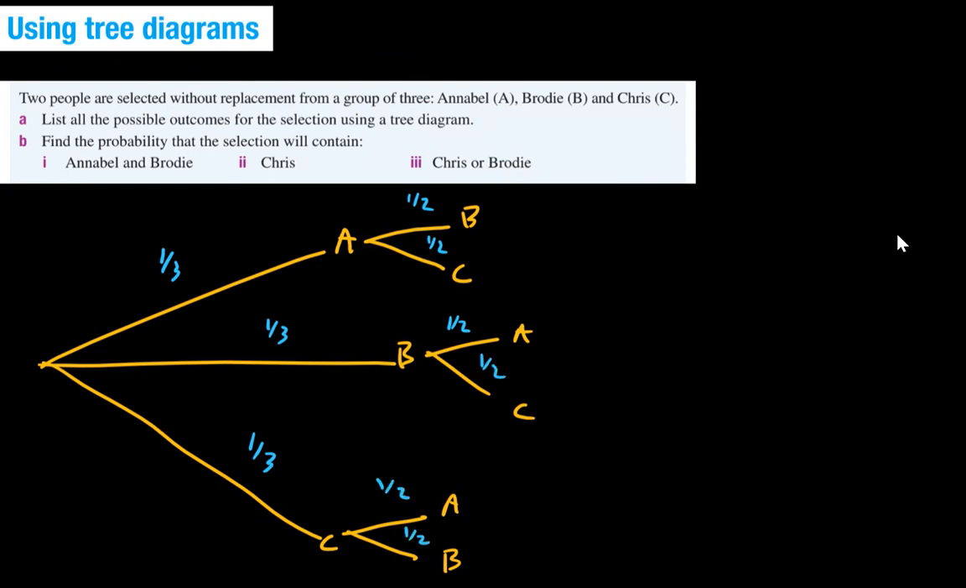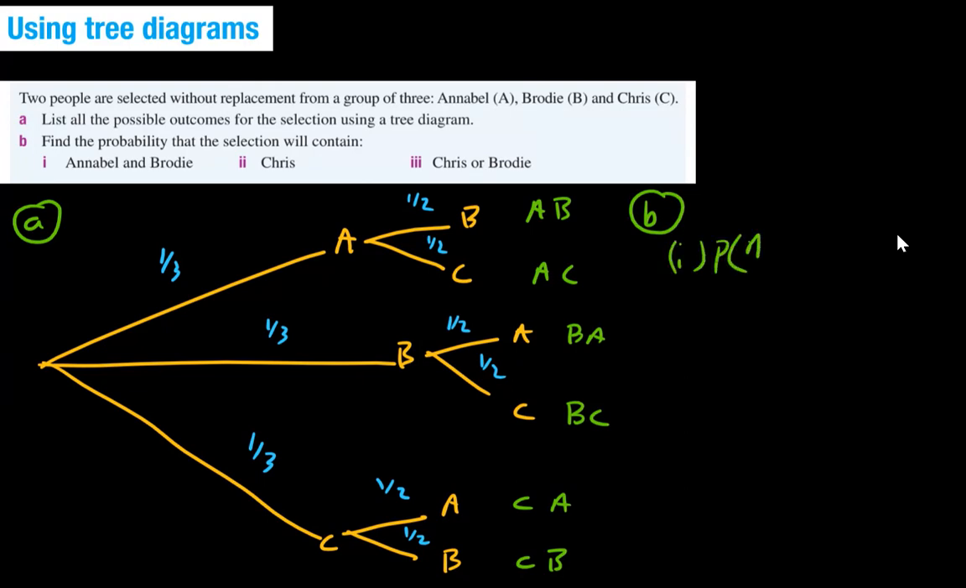Okay, let's do the outcomes. So that is Annabelle, Brody; Annabelle, Chris; Brody, Annabelle; Brody, Chris; Chris, Annabelle; and Chris, Brody. Okay, so we've done most of the work now. So list all possible outcomes. That is A.